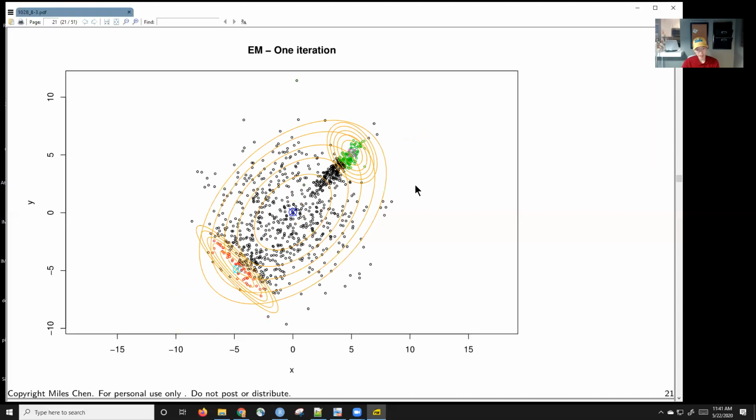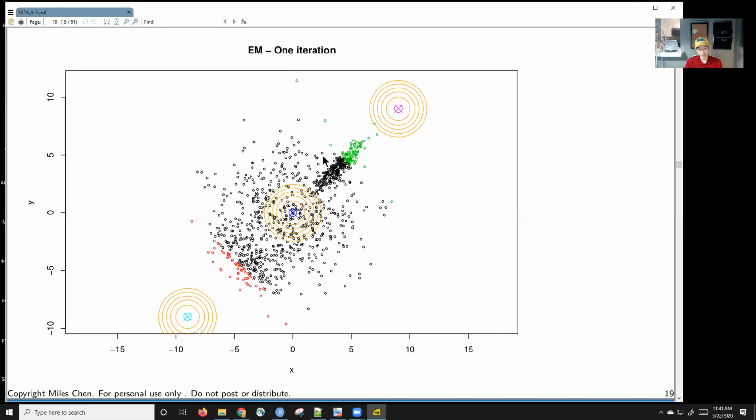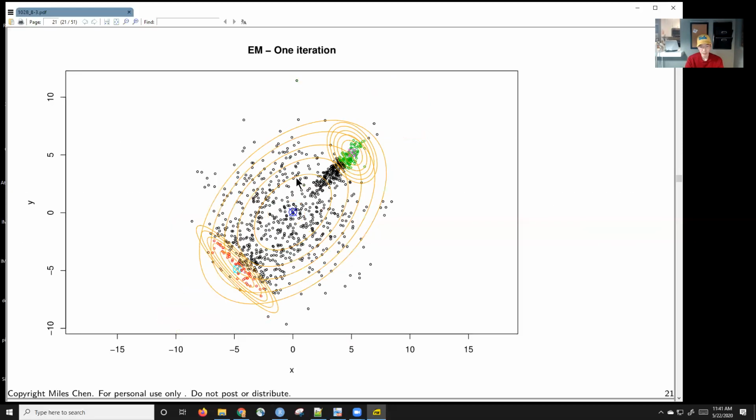So when we do that, right away, in the next iteration, things change drastically. Here, all of these points are assigned to black, and we're going to recalculate the variance of all of these points that are probabilistically assigned to black. And when we do that, the variance gets huge like this. So this is after one iteration.